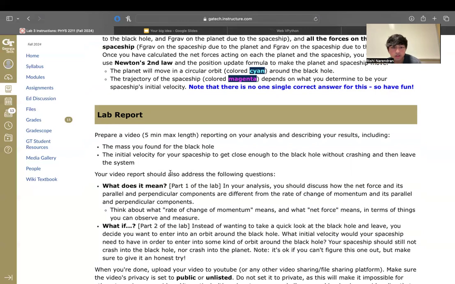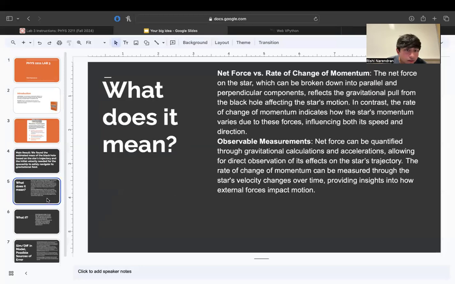The first question asks, in your analysis, you should discuss how the net force and its parallel and perpendicular components are different from the rate of change of momentum in its parallel and perpendicular components. So I'm going to answer that. First of all, the net force on the star, which can be broken down into parallel and perpendicular components, reflects the gravitational pull from the black hole, but the rate of change of momentum indicates how the star's momentum varies due to these forces, influencing both its speed and direction. Keep in mind this also goes along with F equals dp over dt. The rate of change of momentum talks more about how the forces affect the actual object.